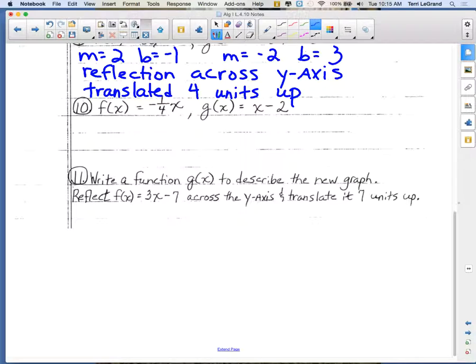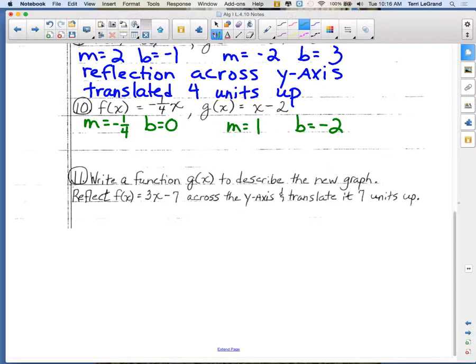Okay, number 10 is kind of tricky, but let's just get our m's and b's identified first, so I can help you understand how to do this one. So m equals -1/4 for our f of x function and b equals 0. m equals +1 and b equals -2 for our second function. Notice there are 3 things going on.